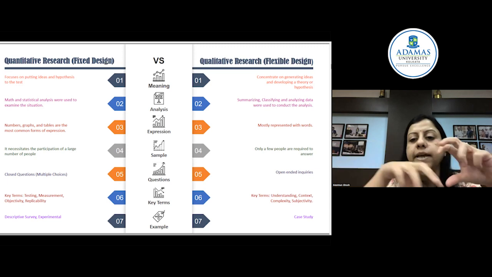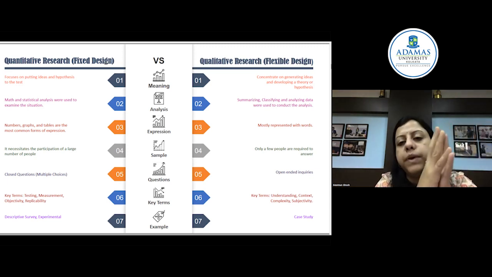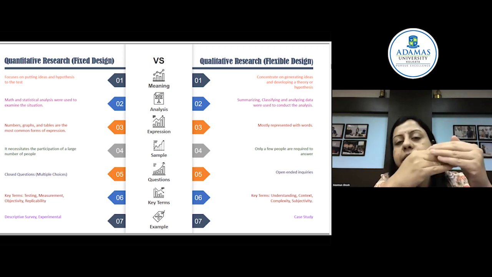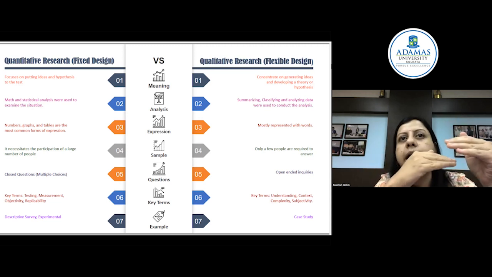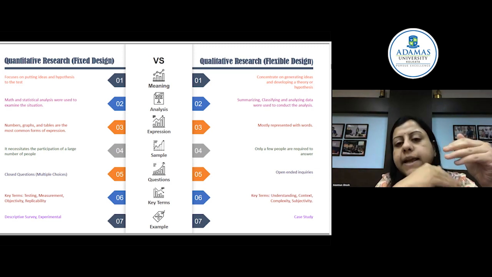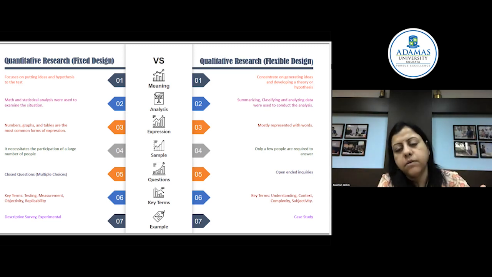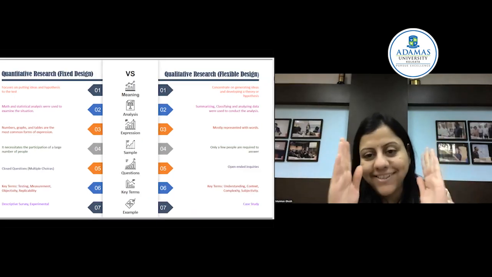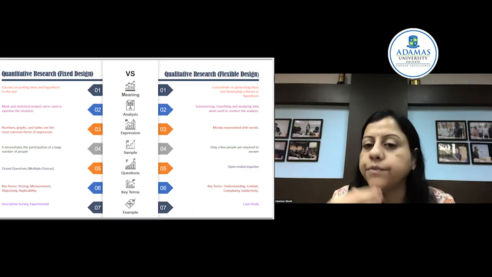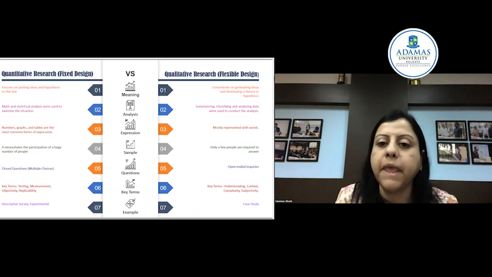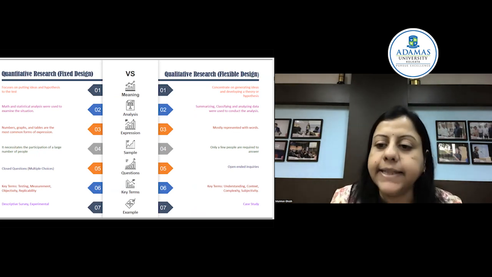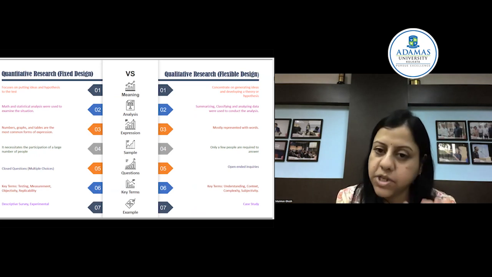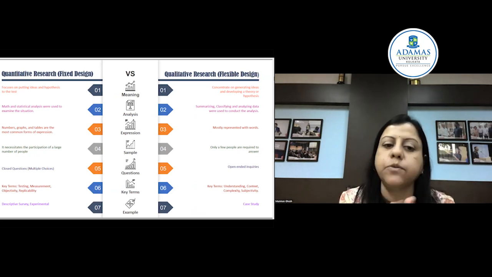Similarly, for qualitative, we do not have closed questions. So what we do is we have open-ended inquiry, because you are trying to gauge, or trying to understand in depth, the behavior or the pattern or the feelings of the participant in the study, where you can't put the participant in a straight-jacketed format. You have to engage in conversation and keep on probing them. So when you are doing that, it cannot be a closed-ended question. It has to be open-ended inquiries.